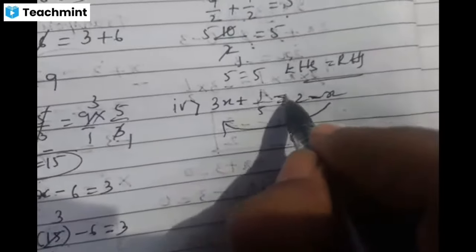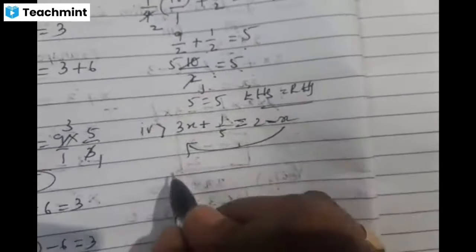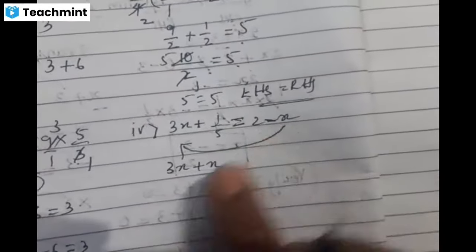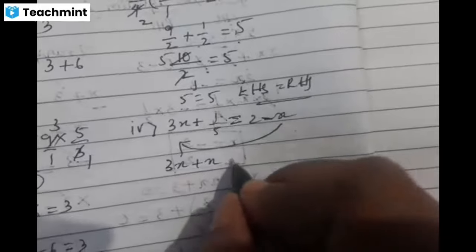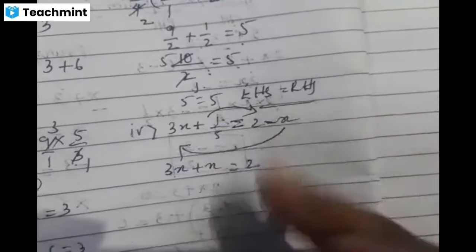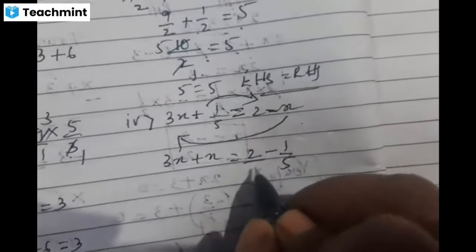Here you have an equality sign. So minus x to the left hand side means 3x plus x. Minus x will become plus x, is equal to 2 plus 1 by 5 is there. Plus 1 by 5, if I send it to the right hand side, it will become minus 1 by 5. 2 means what? 2 by 1.